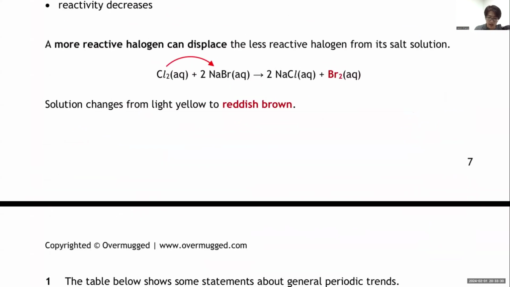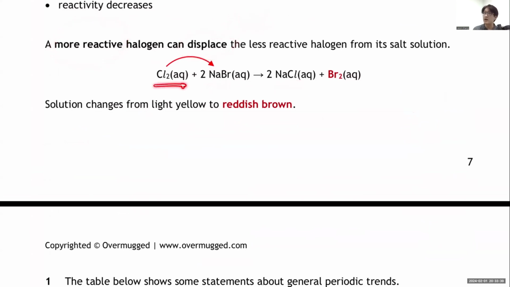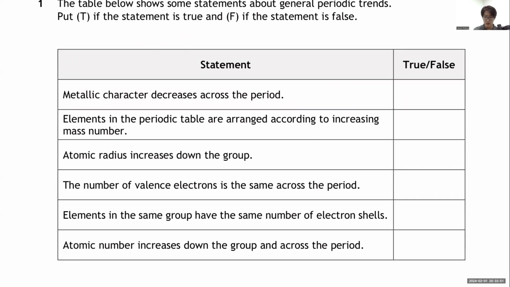So therefore, the more reactive one can kick away. Can we see? It's kicking away. It's changing partners. This one is a chlorine partner, another chlorine. They are jealous of the Na and the Br. So I kick you out, I partner the Na instead, and the Br has to partner itself. Okay, let's go. True or false only.